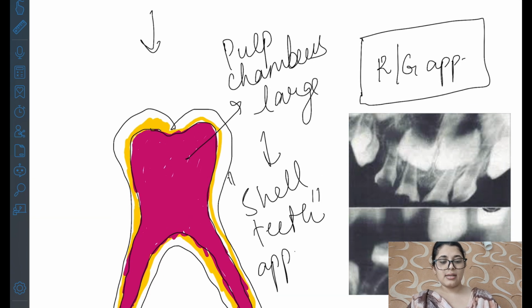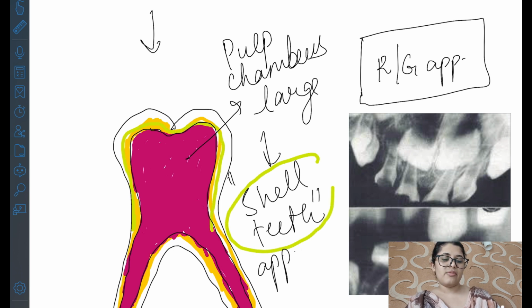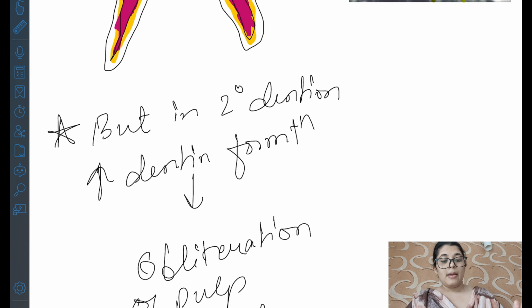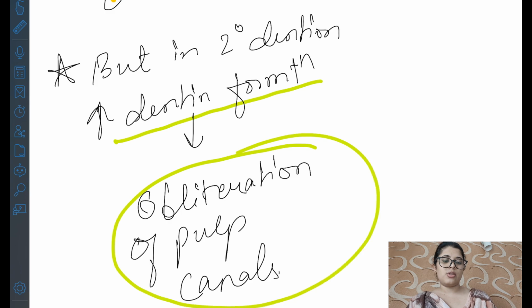As you can see here in this photo, the pulp chambers are enormously enlarged because the dentine deposition is a very thin layer, and this type of teeth is very importantly called shell teeth. You can see in the radiographic feature that the pulp chambers are enormously large, and this type of tooth appearance is called shell teeth. I already told you that in permanent teeth, increased dentine formation results in obliteration of the pulp canal.